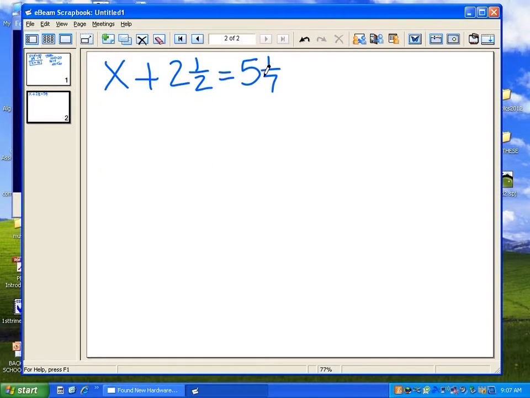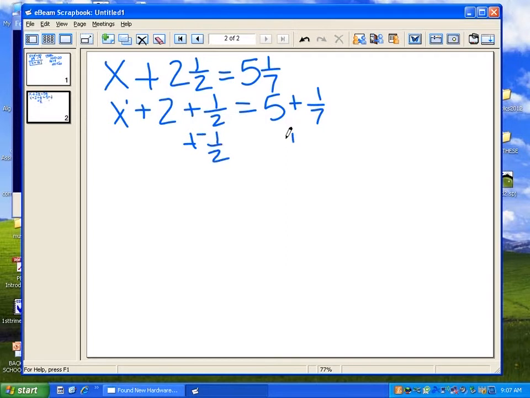What I do is I separate the 2.5. Okay. So it's x plus 2 plus 1/2 equals 5 plus a 7th? Yeah. Okay, now what? We have to add the opposite of 1/2. Okay, so I'm going to add a -1/2 to both sides. And then we have to find the least common multiple.